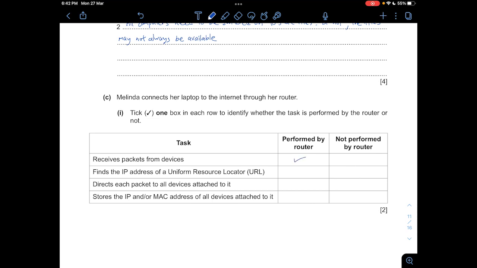And then number two, finds the IP address of a URL. The item that finds the IP address of a URL is not a router, it's a DNS. So this is not right. Directs each packet to all devices attached to it. This is the role of a hub, not a router, so this is not right. And stores the IP address of all devices attached to it. Yes, this is performed by the router, right? So this would be the answer for this 4.